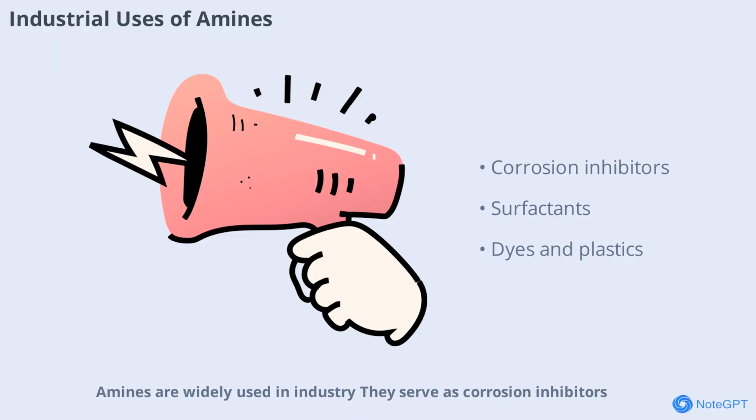Amines are widely used in industry. They serve as corrosion inhibitors, surfactants, and in the production of dyes, rubber, and plastics. Their chemical reactivity and ability to form stable compounds make them essential in manufacturing processes.